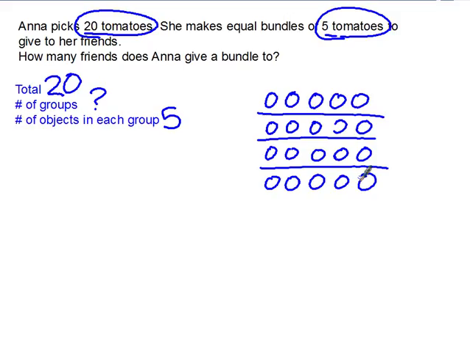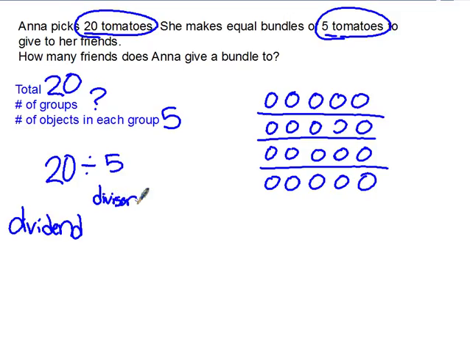So this time, my total is still going to be my dividend. My other known number is still going to be my divisor, but this time that divisor happened to be the number within the group. So if Anna's giving away 4 bundles, that means that the quotient 4 tells us how many friends Anna gave tomatoes to.